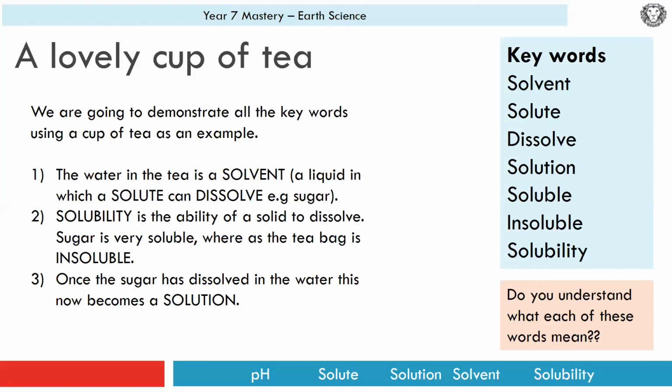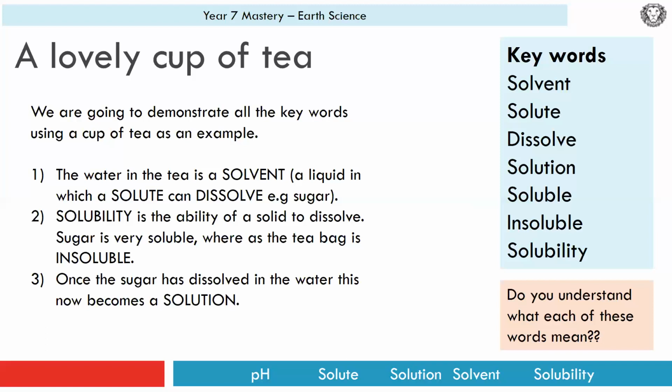Okay, so point number 2, solubility is the ability of a solid to dissolve. For example, sugar is very soluble and the tea bag is insoluble. If you think about it, the tea bag does not dissolve, it maintains itself. However, the sugar dissolves, you're unable to see it.